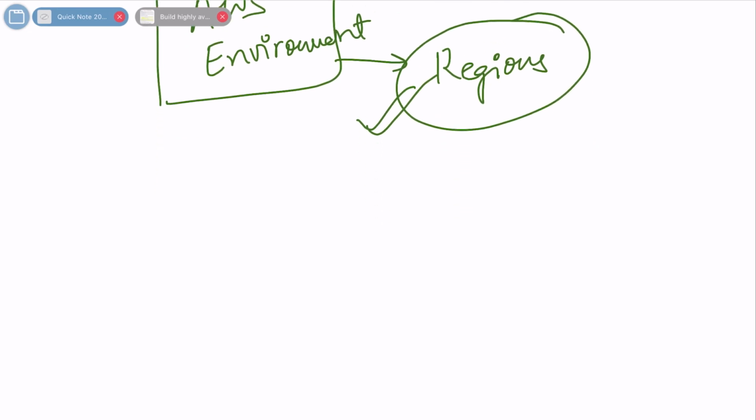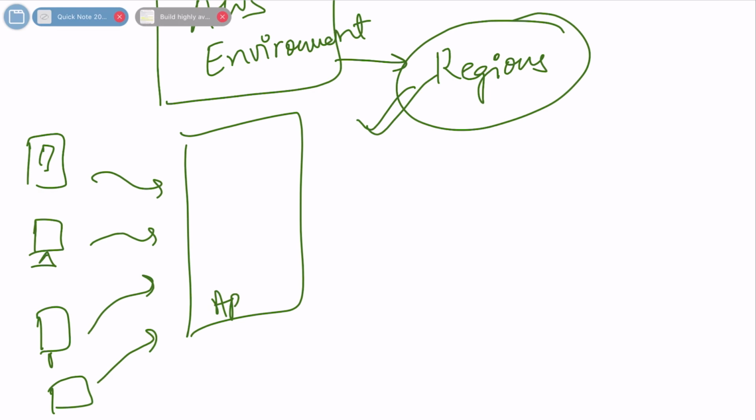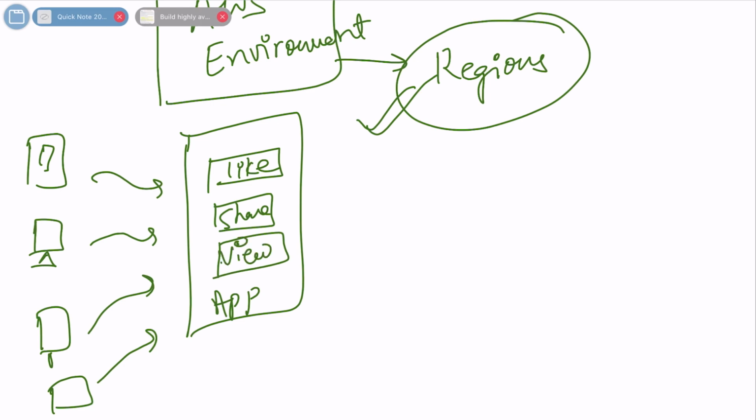Consider a scenario where some events are being published. Let's say these are your mobile devices, this is your computer device, and multiple users are interacting with your application, this is your app. What you want to do is capture how the users are responding to your UI. Let's say this is your Instagram application, and there is a like button, a share button, or a view button.